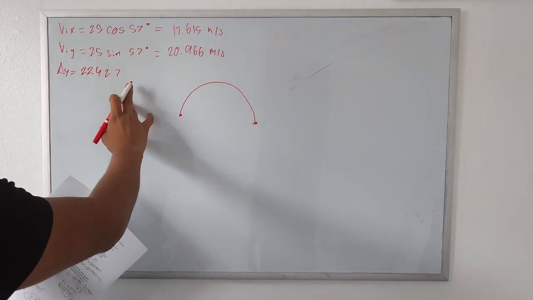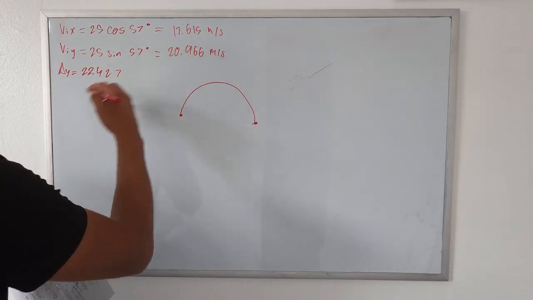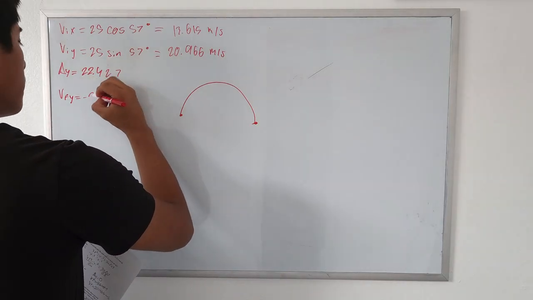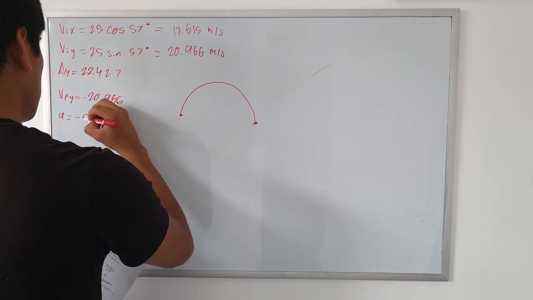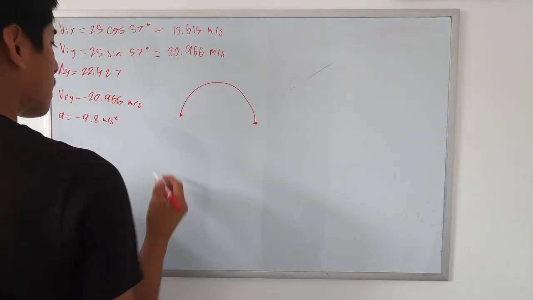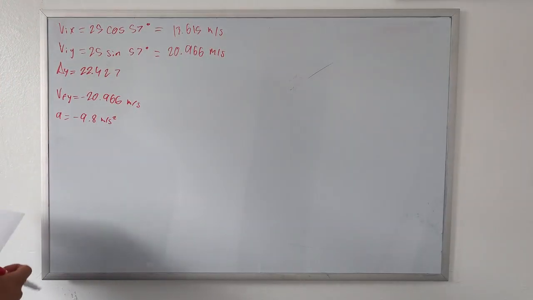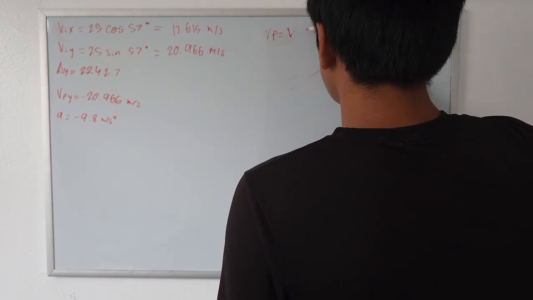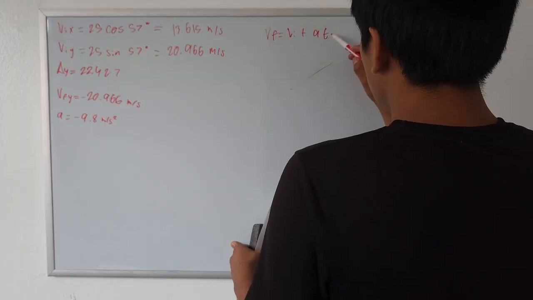We're not going to use this specifically for right now, but then our velocity initial is equal to that, and our velocity final is equal to negative 20.966. Acceleration is equal to negative 9.8. And then now we can just start solving for the time by using this equation right here. So velocity final equals velocity initial plus acceleration times time. And we're going to isolate time.